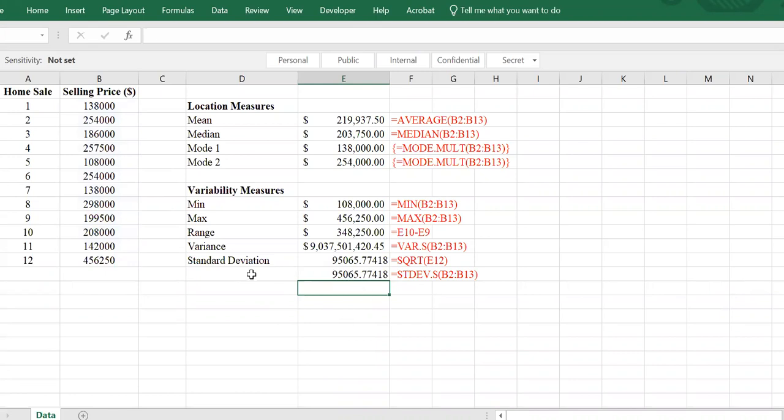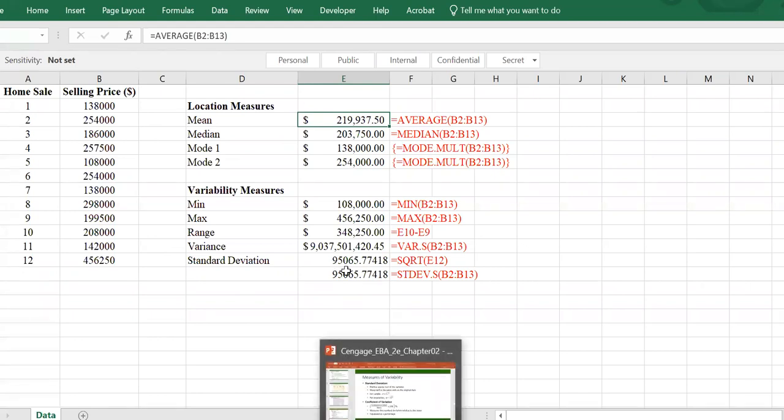Standard deviation is the typical deviation of observations from the mean, right? So that gives us a quick idea about how these data points are spread around the mean. So that's the typical deviation from the mean. On average, you can say something like that: each one of them is far from the mean by this much, by $95,000.